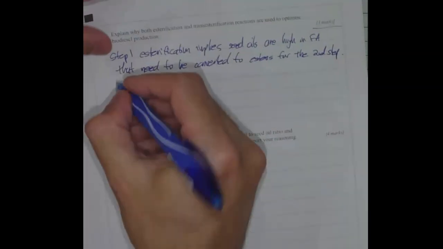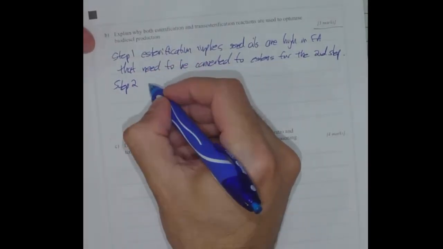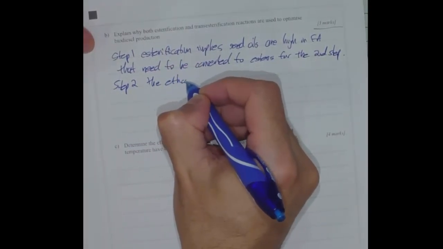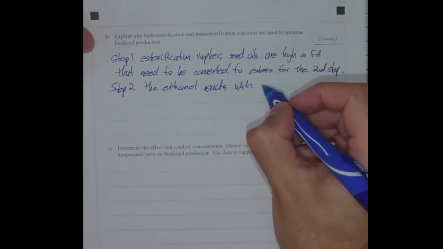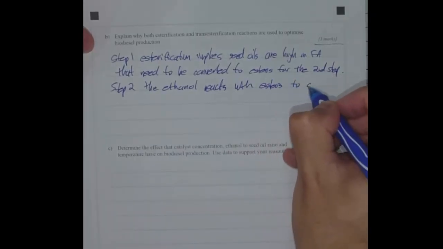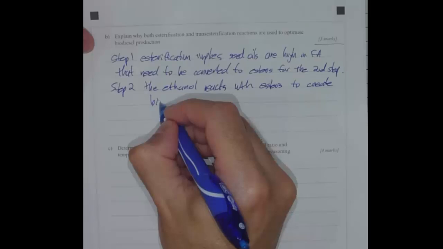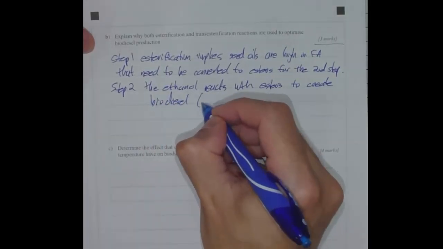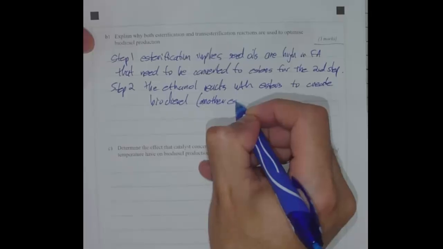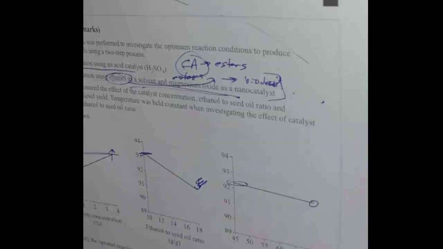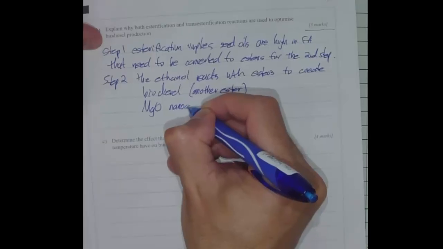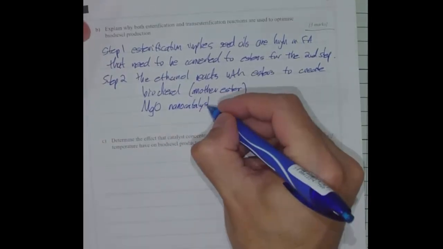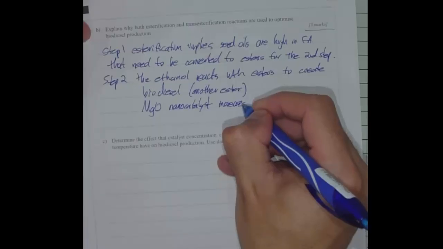Ethanol, step 2. I have no idea what they're asking for. Step 2, the ethanol reacts with the esters to create biodiesel, which is another form of ester. So that's why it's called transesterification. Magnesium is a nanocatalyst. Magnesium nanocatalyst increases surface area.